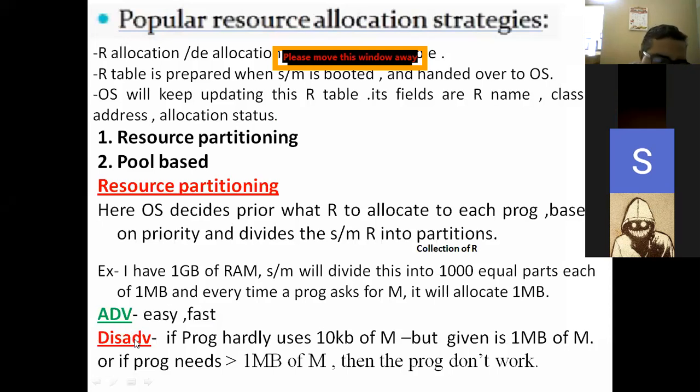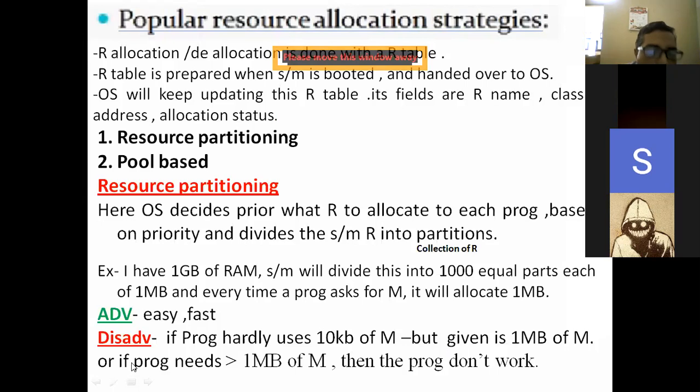So what is the main demerit of this? The main disadvantage is, suppose our program is hardly using 10 KB of memory, but here I have allocated 1 MB of memory for each and every process, while our process needs only 10 KB of memory. In this case, this is absolutely a waste of memory. Why? Because the available memory is 1 MB, and out of this 1 MB, I am using only 10 KB of memory. Hence, it is a waste of memory.